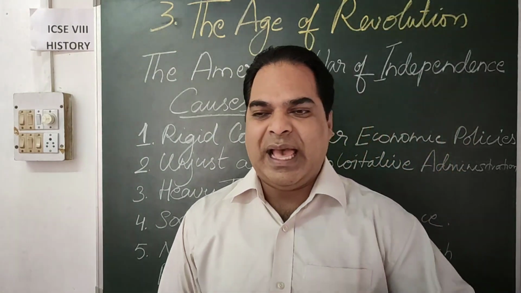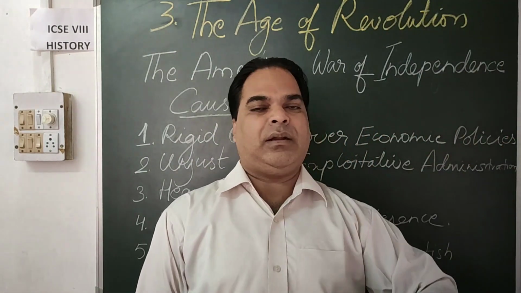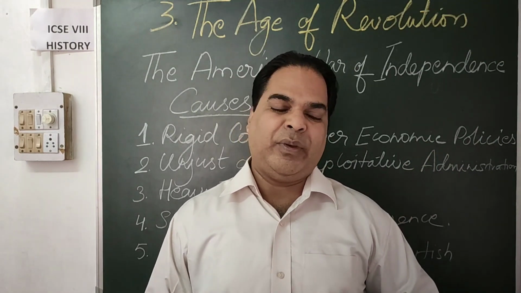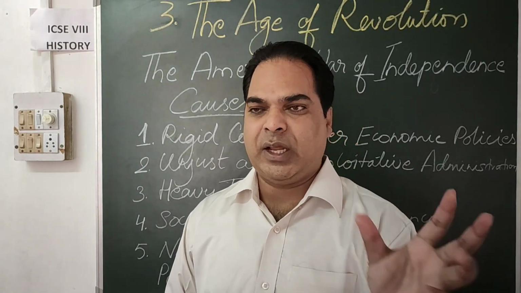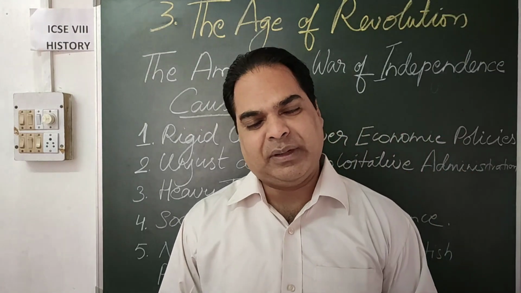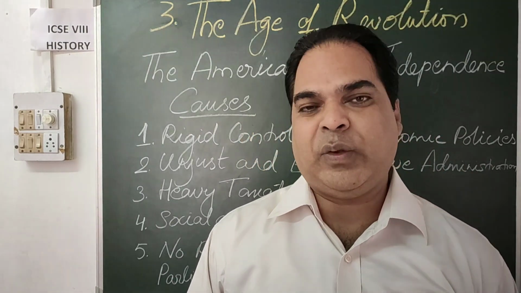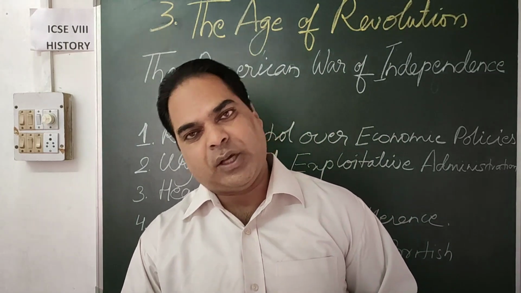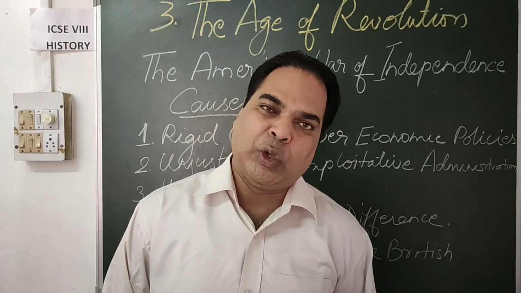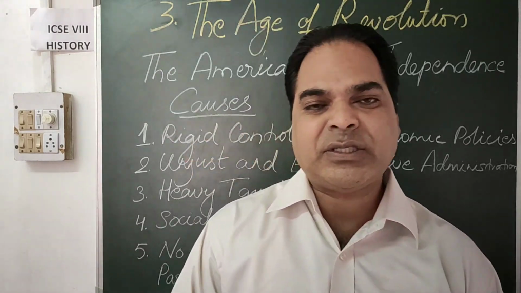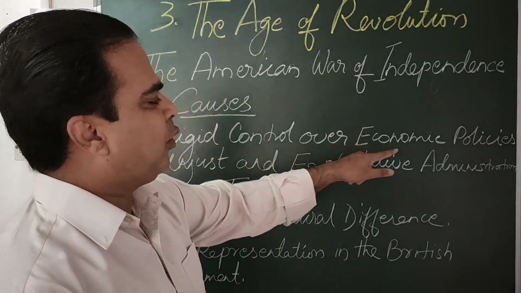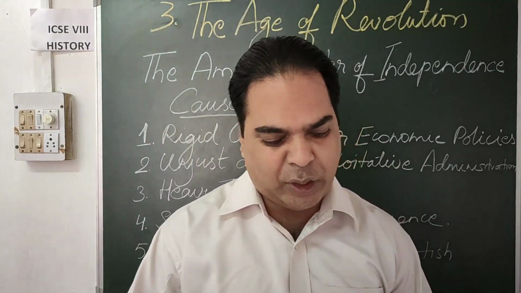Now, as the people had gone from Britain, the British government thought that they had the authority to rule over them, that their government would be controlled by them. They assumed that they could do whatever they wanted with their own people. But on the other side, the people of the American colonies were not ready to be under British rule because of a number of reasons. First of all, number one is rigid control over economic policies.